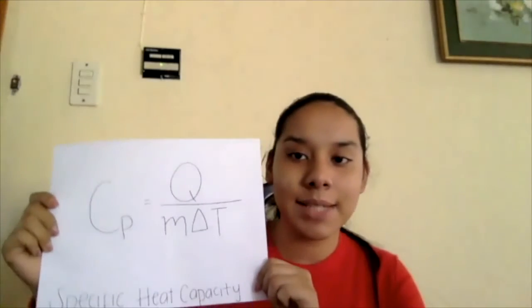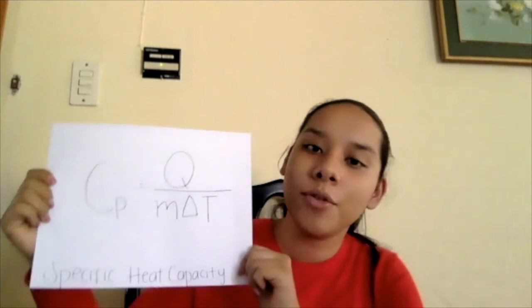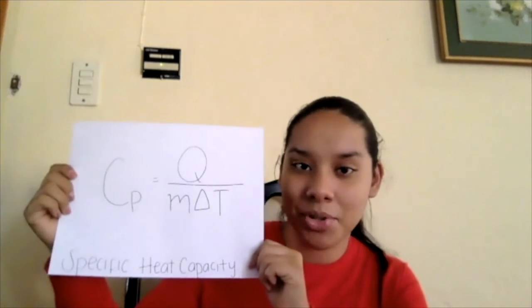We need to know that any substance has its own unique specific heat capacity. This value will tell the temperature of the mass and if it's going to increase or if it's going to decrease. All of this is based on how much energy is added or removed as heat. So, the formula for finding specific heat capacity is energy transferred as heat over mass times change in temperature.